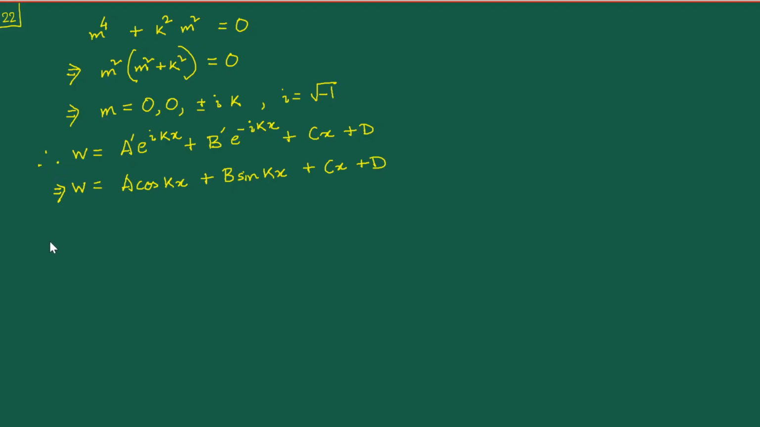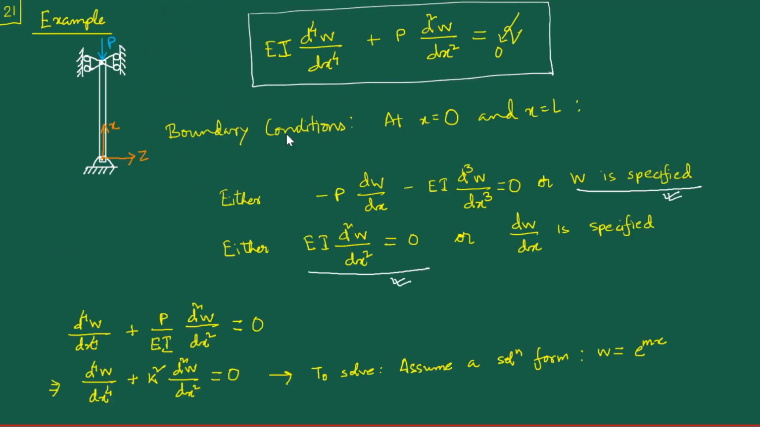All right, so now all that I have to do is to utilize my boundary conditions one by one. So let me just take a quick look at what the boundary conditions are. At x equal to 0 and at x equal to L, I have w specified, and indeed this w is actually 0. Okay, so this is only for the special case that we have here. Another condition is that EI times the double derivative of w with respect to x is equal to 0.